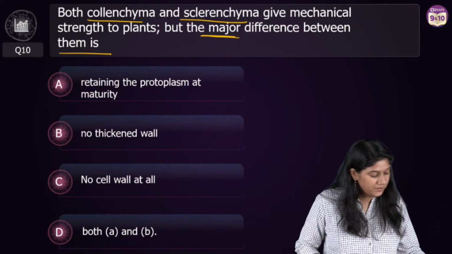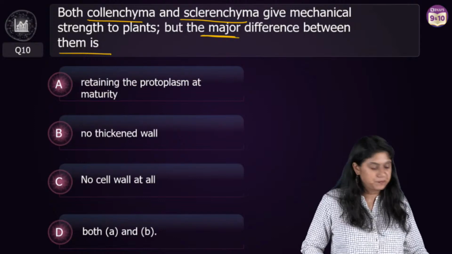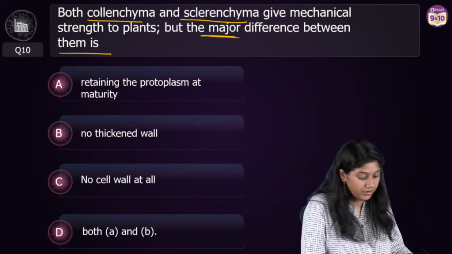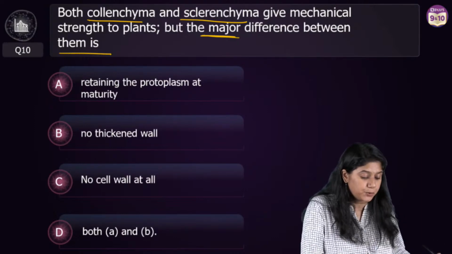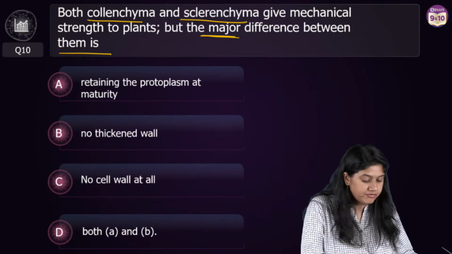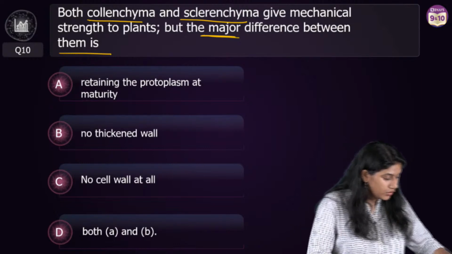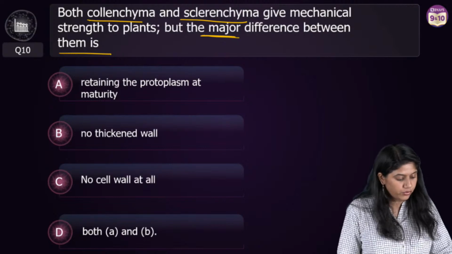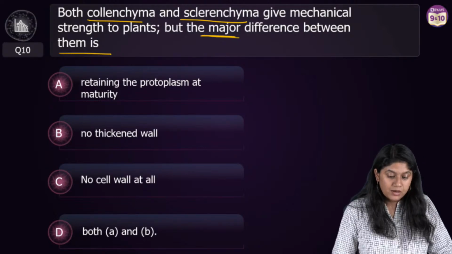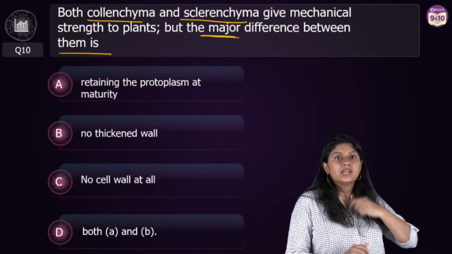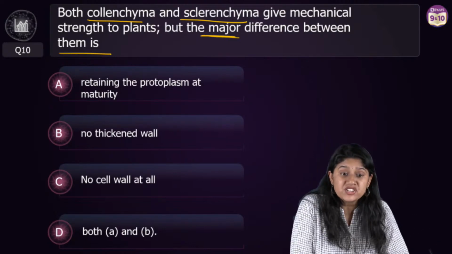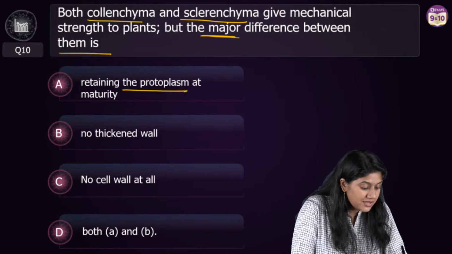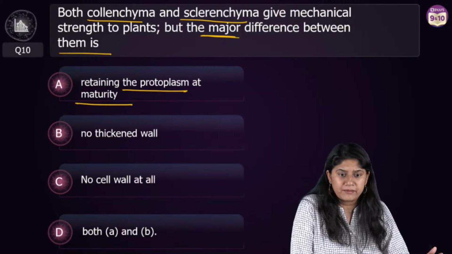And everyone, I think we can end the polls. We have the correct answer. And the correct answer over here is option number A, retaining the protoplasm at maturity. Very good. But to our surprise, 39% of you have voted for the incorrect option, that is option number D, both A and B. See, we have to find the major difference. Retaining the protoplasm at maturity is the main difference between them.